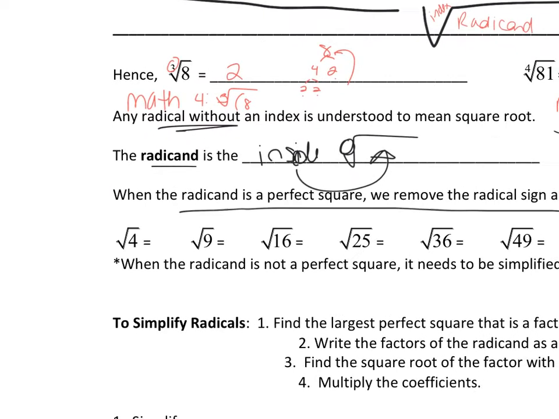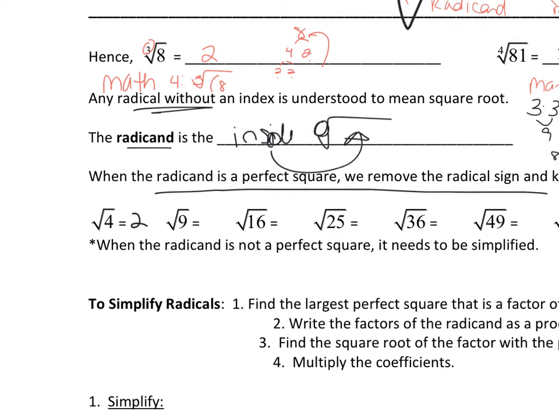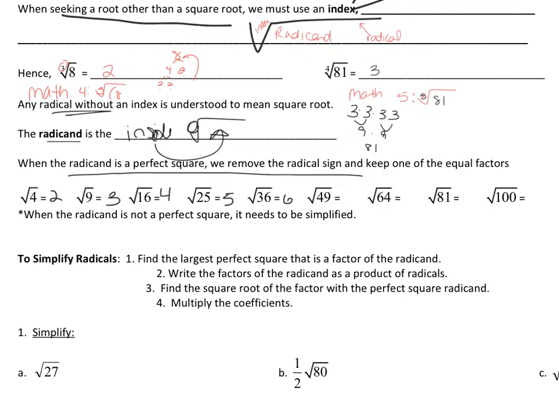So your square roots are: the square root of 4 is 2, square root of 9 is 3, 16 is 4, 25 is 5, 36 is 6, square root of 49 is 7, 64 is 8, 81 is 9, 100 is 10, 121 is 11, 144 is 12, and so on and so forth.